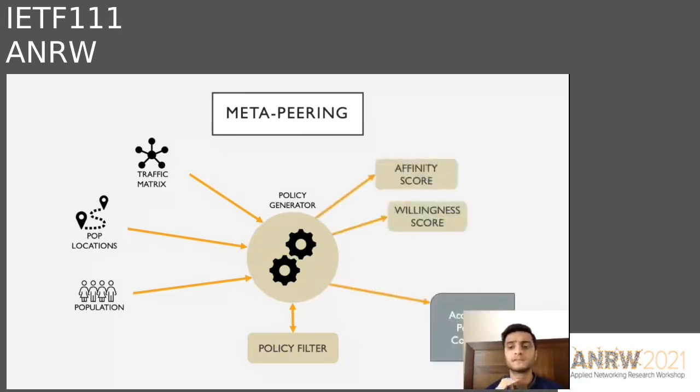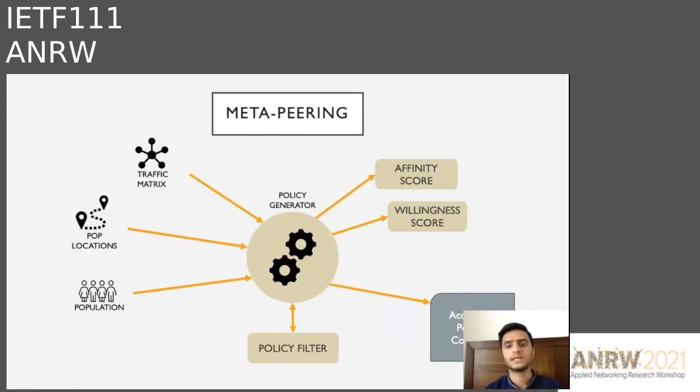The first is, it basically uses the POP locations and the population data to construct an overlap map between the two ISPs. And what it represents is the number of people each ISP presumably covers, and how many more people can become accessible with a peering deal. This is summed up in the affinity score.